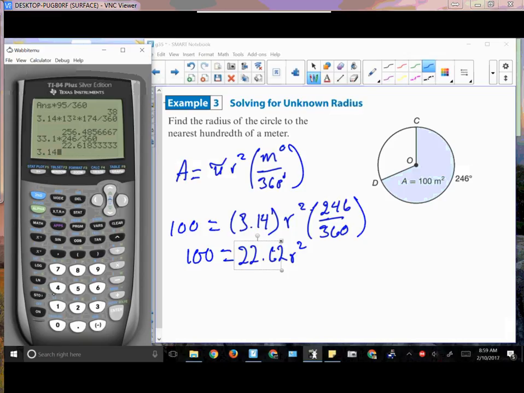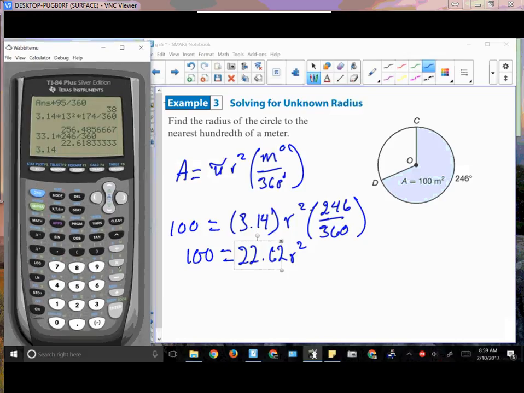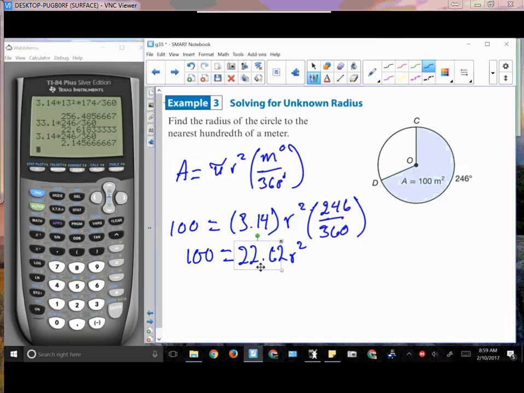3.14 multiplied by 246 divided by 360. Does that look better? So when you're going through, you have to have kind of a ballpark idea of whether the numbers look right. I mean, 22.62 seemed a little on the large side. So, erase this out of here.